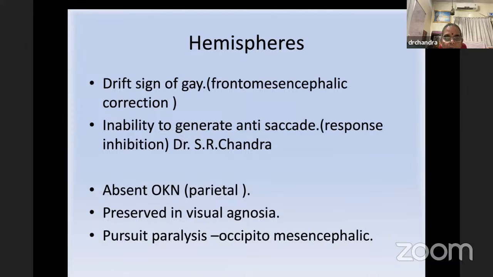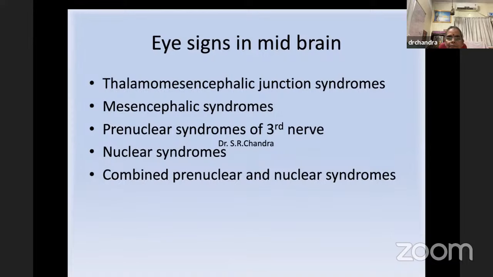And absent OKN is because the pursuit movement is not there. That is parietal lobe disease. And this will be preserved in visual agnosia. And pursuit paralysis is occipitomesencephalic. Then midbrain syndromes, you categorize them into thalamo-mesencephalic junction syndrome, mesencephalic syndrome, pre-nuclear third nerve syndrome, nuclear third nerve syndrome, and combined pre-nuclear and nuclear syndromes.